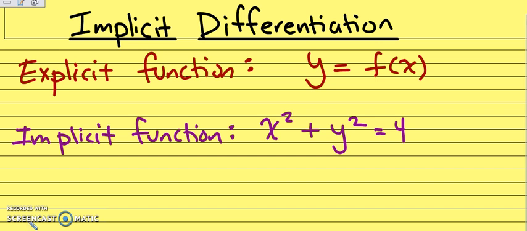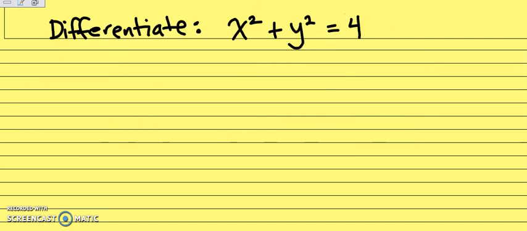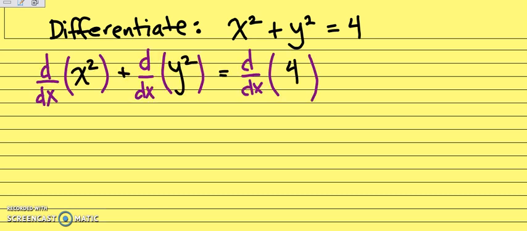When we differentiate implicit functions, we have to differentiate with respect to x. So write this down as your example. To differentiate x squared plus y squared equals 4, you have to differentiate each term with respect to x. The derivative of x squared with respect to x is 2x. But when we take the derivative of y squared with respect to x, we have a problem.